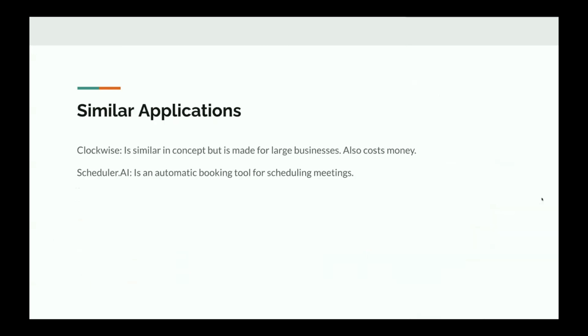So there are similar applications on the market. For example, there's Clockwise, which is also an AI scheduler, but it's made for large businesses. So it's made for scheduling and managing thousands of users and juggling their schedules at once. And it also costs money, whereas my app is free. And Scheduler.ai is also an online scheduler, but it's an automatic booking tool for scheduling meetings in Google Calendars and other calendar apps. So it's not a calendar on its own, it's just something to help you create a schedule or create a task item more easily, essentially.